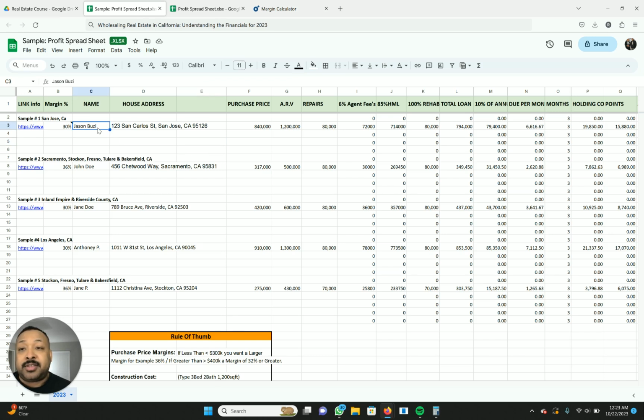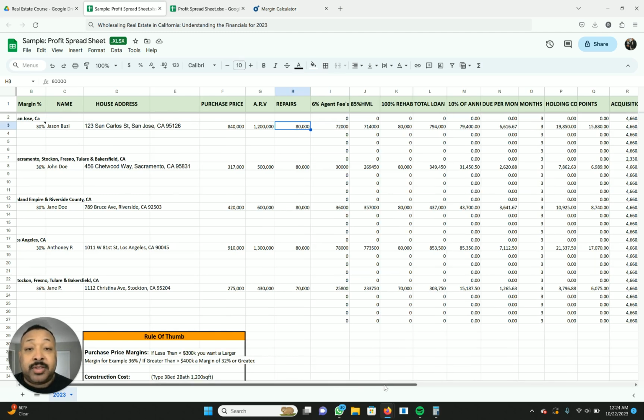Now I have a little cell for the name. I put my first mentor in there, Jason Boozy. This is a sample house, so this is not a real house number, but it's just a sample sheet. So for the purchase price, I have 840,000. And for the ARV, I have 1.2 million. And for the repairs, I have 80,000. That's how much I put into the repairs on the first house that I flipped. And those numbers are pretty much still the same right now.